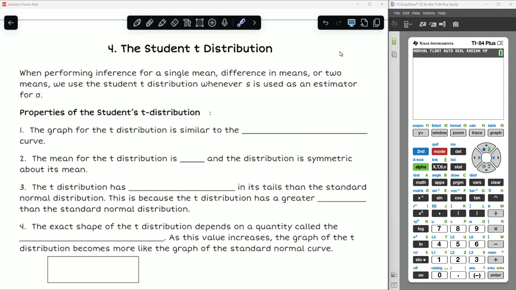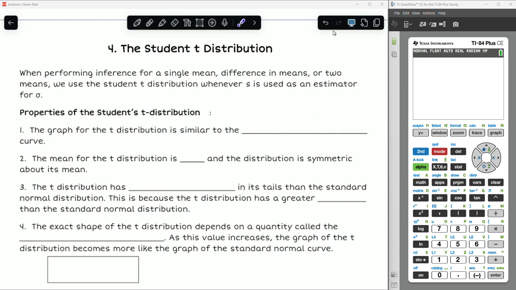In this video, we're going to discuss something called the student t-distribution. We use the student t-distribution anytime that we're performing inference for a single mean or two means, and we don't know the population standard deviation. In that instance, we use the sample standard deviation as a point estimator for that unknown population standard deviation. And in conjunction with that, we use this new curve called the student t-distribution.